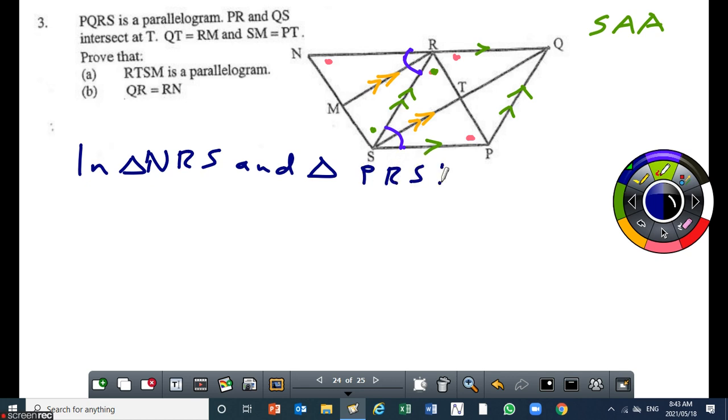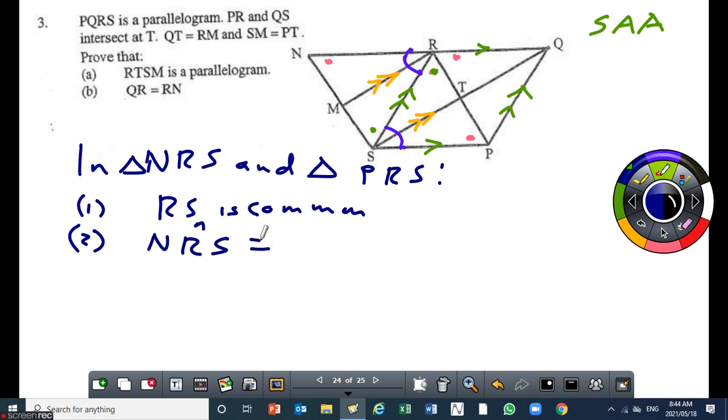Okay, please, I want you to be aware that the way that I'm going to prove that QR is equal to RN may not be the only way. I'm doing it based on what I'm seeing. You might have seen something else. As long as it's correct, it will be fine. So, number one, I'm going to say RS is common. I hope you agree with me on that. RS is a common side.